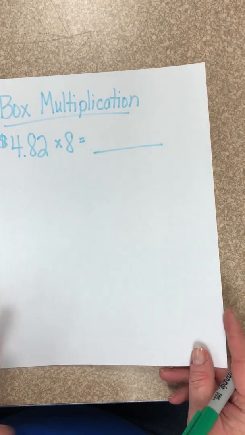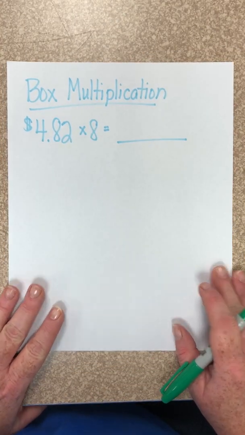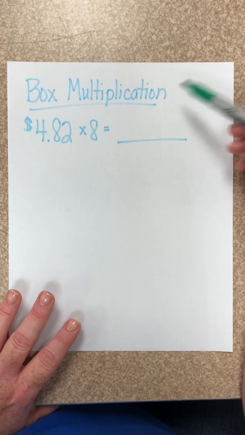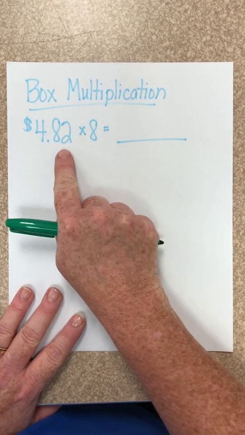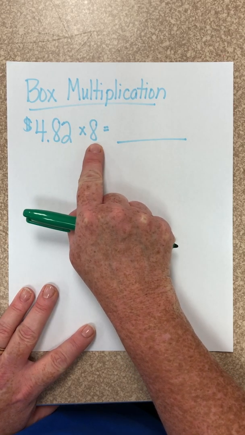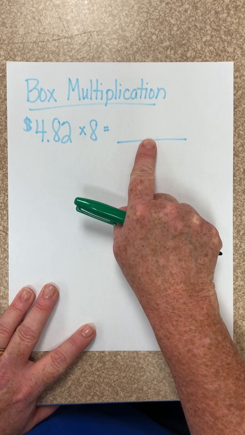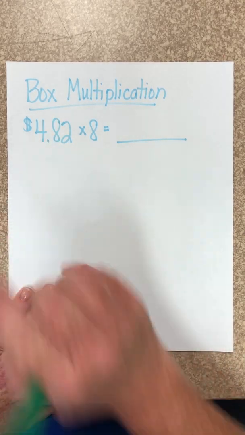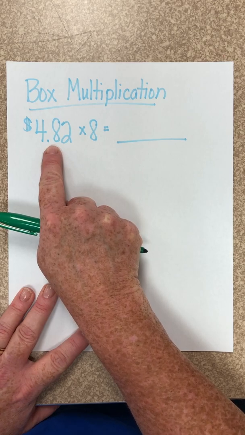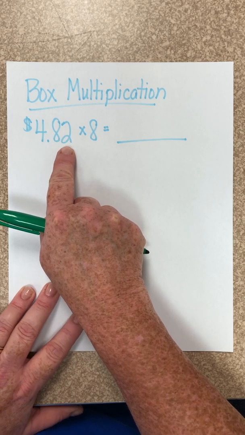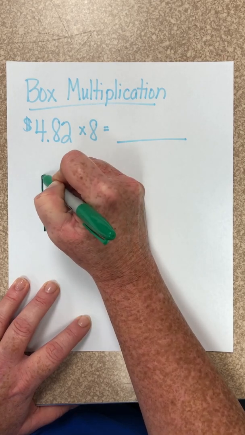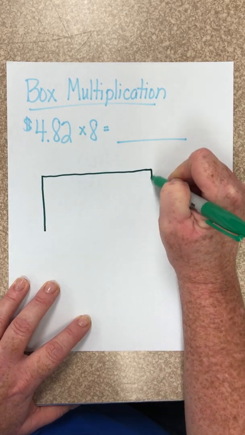Let's look at another method for multiplying decimals. This is box multiplication, or the box method. Let's look at this problem. $4.82 times 8. And we're looking again for the product. But we're going to do the box method. So I look at the first factor and I see that it has 3 digits. That means my box needs 3 columns.